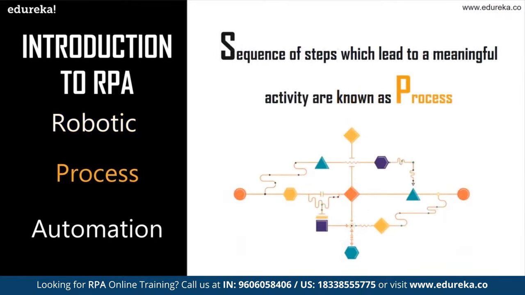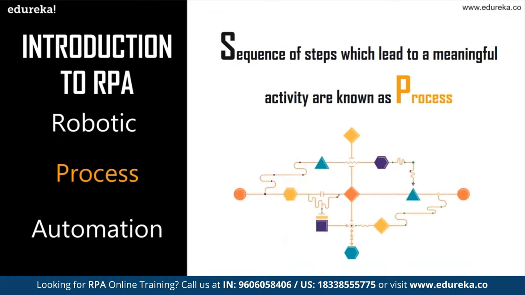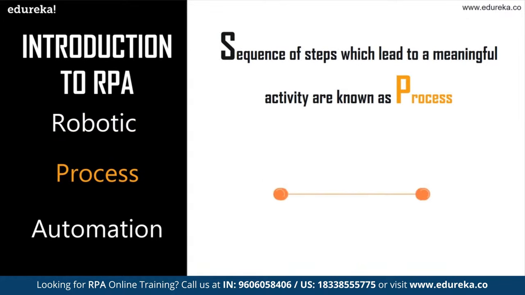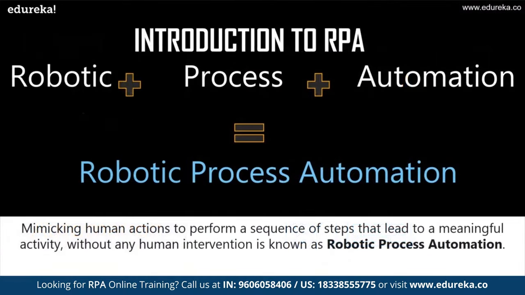Now, every robot has to follow a sequence of steps to mimic human actions, right? So those sequence of steps are nothing but a process. And finally, coming to automation, automation is any process that is done by a robot without any human intervention. So any process that is done without any human intervention or minimal human intervention is said to be automated. So if we summarize all these three terms together, then mimicking human actions to perform a sequence of steps leading to a meaningful activity without any human intervention is said to be robotic process automation. So I hope the definition was clear to you guys.